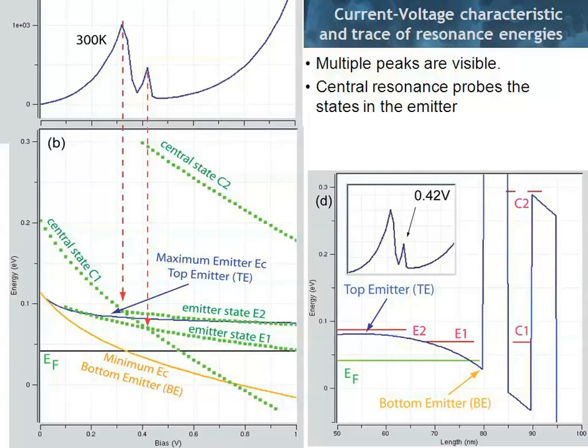Okay? And you're probing the spectrum in the emitter. So if you probe a broad spectrum, you can get a lot of charge. If you probe a very narrow spectrum, there's not a whole lot of charge in that energy spectrum. Okay? So those are the critical items now. And again, the central resonances probe the states in the emitter, and multiple peaks are visible.